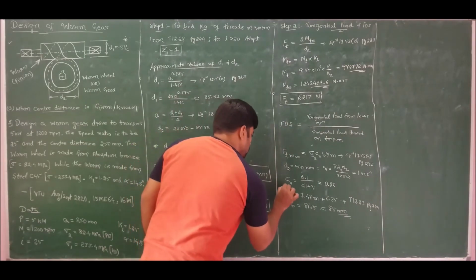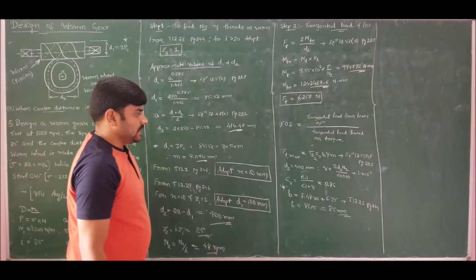Very, very important. You cannot assume it as 10 times the module, because module is already known for problems in which pitch circle diameter is specified for worm gear.